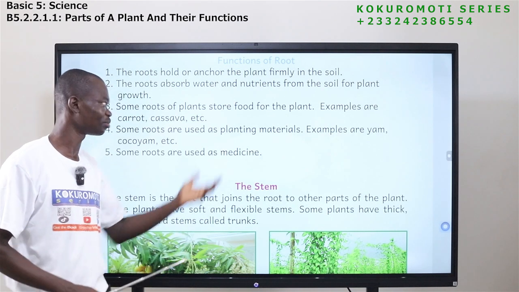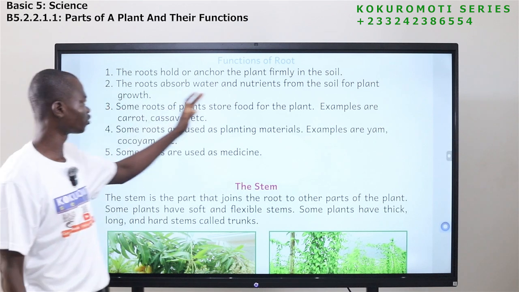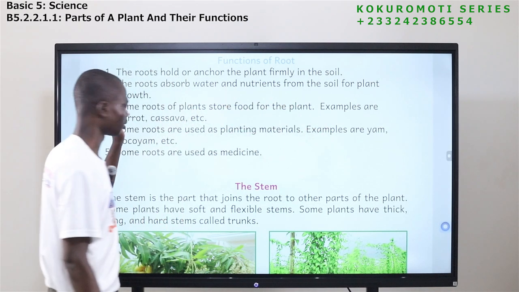They don't fall. It's because of the roots. It holds them strong in the soil. The next one is that roots absorb water and nutrients from the soil for the plant growth.